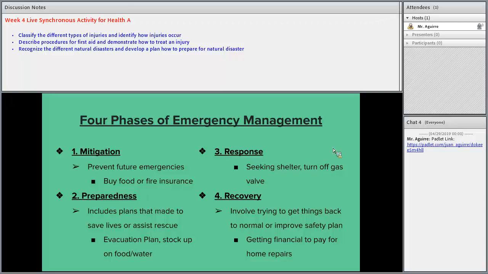Number three, response. Seeking shelter. Turn off the gas valves. Very important to turn off that gas valve. You don't want the house you live in or apartment to explode. These are actions during the phase of the emergency. It's very, very important. It helps save lives and prevents property damage. Saves you money.